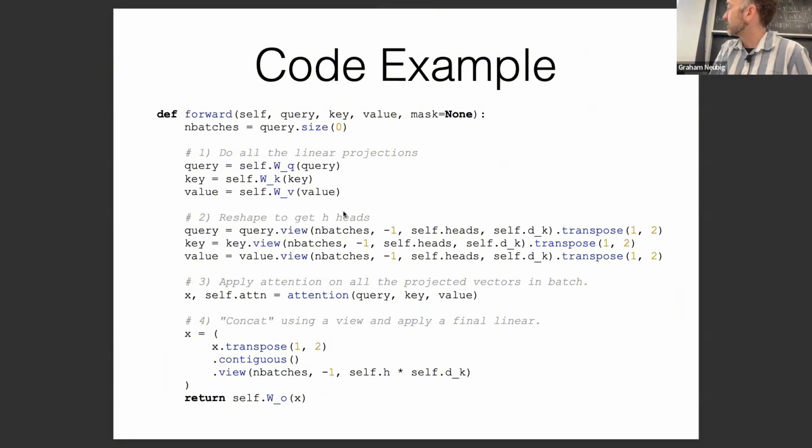So here's a code example of what it looks like. So yeah, we have the transposing, we have the reshaping to get H heads. And then we apply attention to all of the projected vectors in the batch, and then we concatenate them.